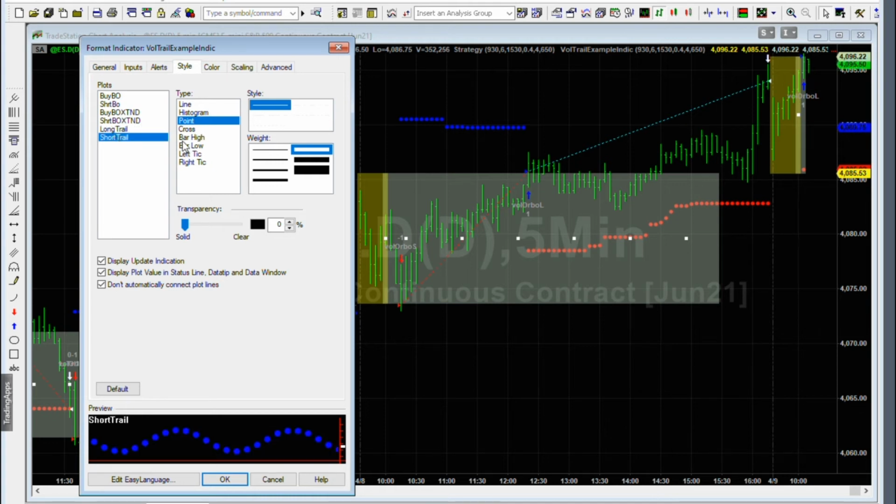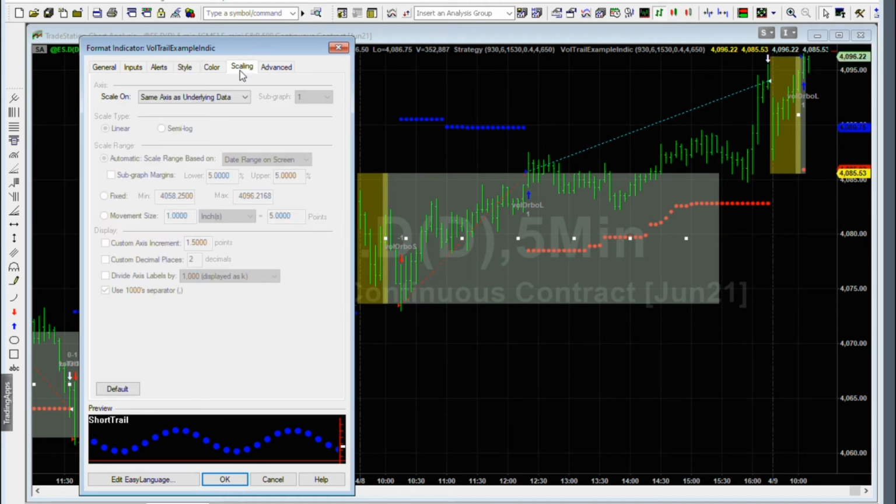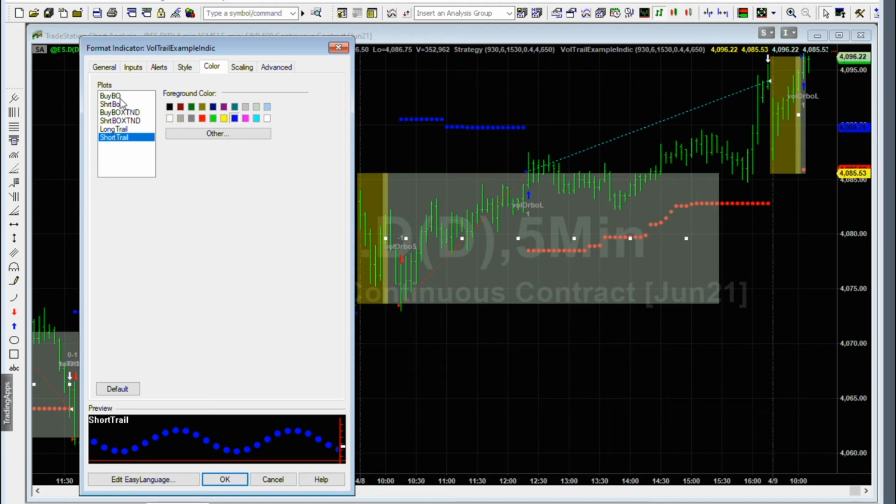Short trail is just the opposite, different color. Long trail is red, short trail is blue. Same transparency level, same thickness. Did I do anything else? Let's see, scaling. No, I think that's all I did. Oh yeah, the colors. I picked yellow for the first 6-bar breakout. I picked a light green color for the buy breakout extension and the short breakout extension. Long trail, of course, is red. Short trail is blue. That's all there is to setting up the indicator.